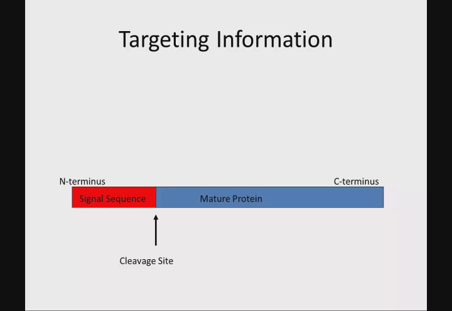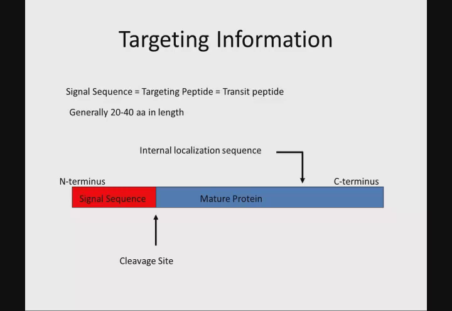So that targeting peptide can also be known as a signal sequence on the N-terminus, which ultimately will be cleaved, cut off by another protein, a protease. We may see other locations of that information. It can be internally localized, or you can see it on the C-terminus.